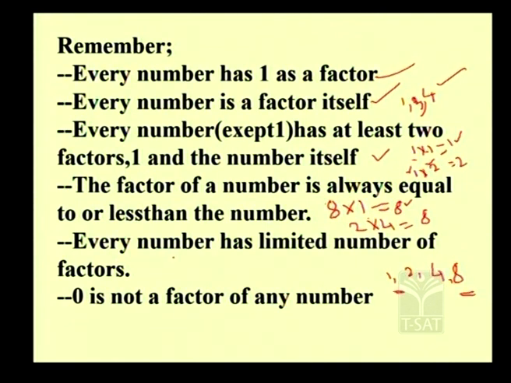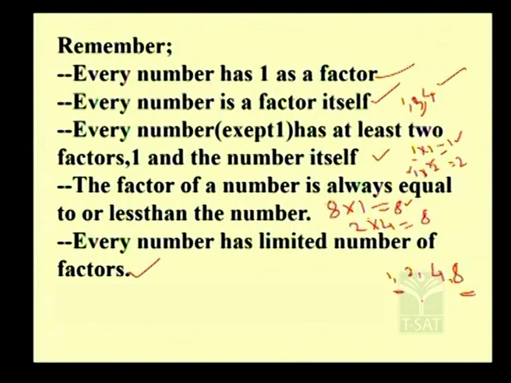So, every number has a limited number of factors. Why? Because when we write multiples of a number, we have infinite multiples of that number. But when we write factors of a number, we already know that a factor of a number is equal to or less than that number. That means we are observing on the screen that 8 has 1, 2, 4, 8 as limited factors. So, only limited factors we can write.